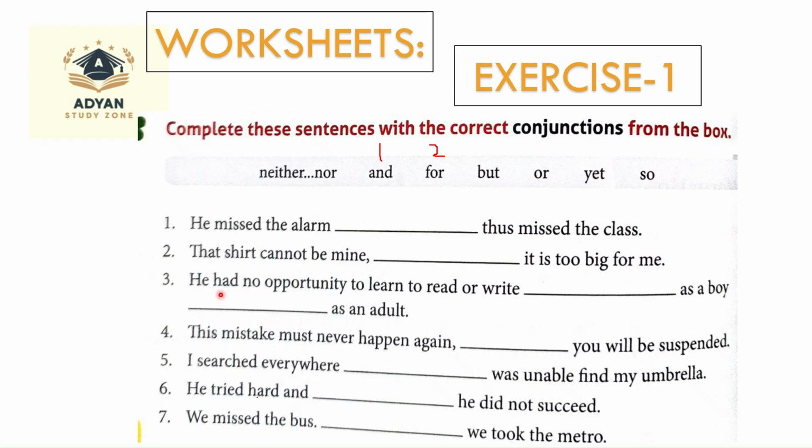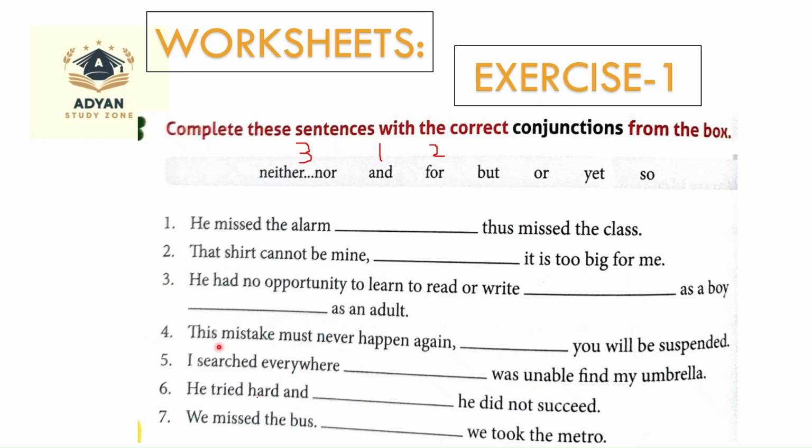Third is, he had no opportunity to learn to read or write dash as a boy, dash as an adult. Here, the correct conjunction is neither nor. So we will read it again. He had no opportunity to learn to read or write, neither as a boy nor as an adult.